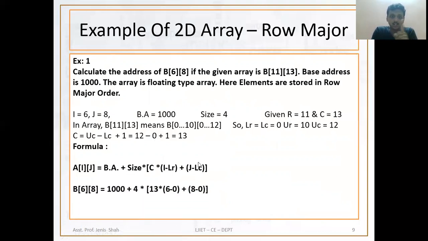B[6][8] is equal to 1000 plus 4 multiplied by (13 into (6 minus 0) plus (8 minus 0)). Solve this, you will get the answer 1344. So what did you get? You just found the address of B[6][8] from the array B[11][13].